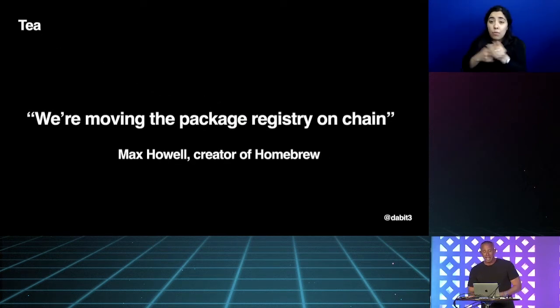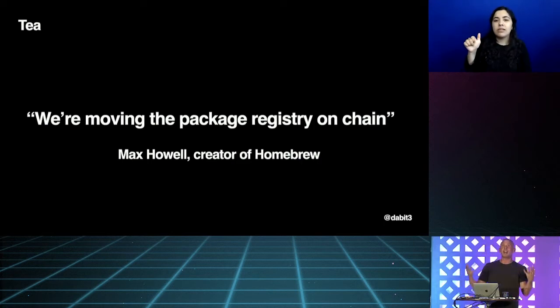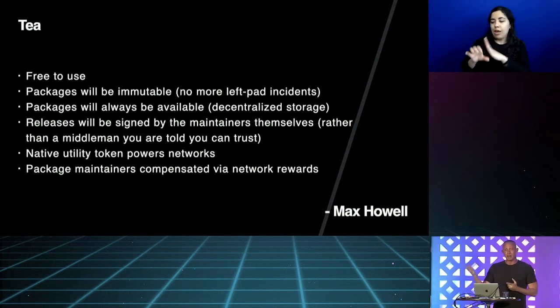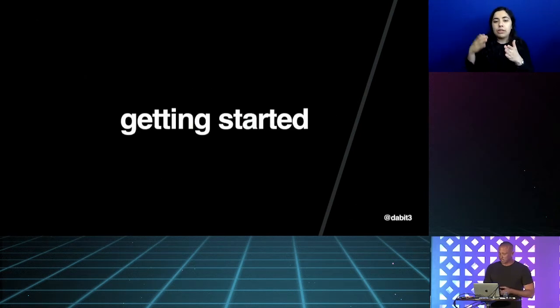Both of those stories are very unfortunate. He created something called tea, though, and launched it a few weeks ago, and he's essentially trying to build out a version of some type of package registry where there is some type of incentive that allows package maintainers and open source contributors to earn money from their code, preventing things like left-pad and all these other situations that we've seen, but also just hopefully bringing more equitable opportunities for open source developers. A few of the characteristics that he kind of listed were that it's going to be free to use, and it's already, I think, released. I'm not sure exactly the details of the progression of it, but packages will be immutable. They will always be available. Releases will be signed by the maintainers themselves. There's a native utility token that powers the network. And most importantly, package maintainers will be compensated via network rewards. So that's going to be cool to watch.